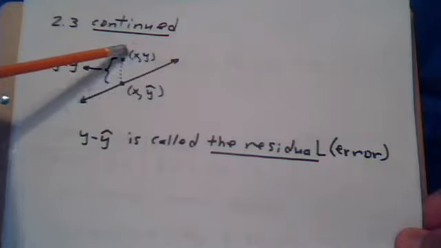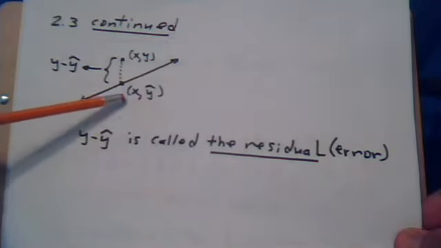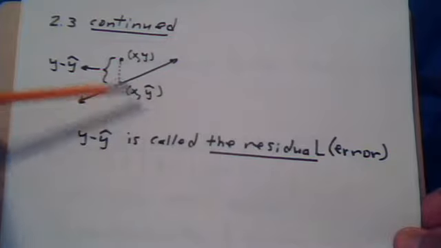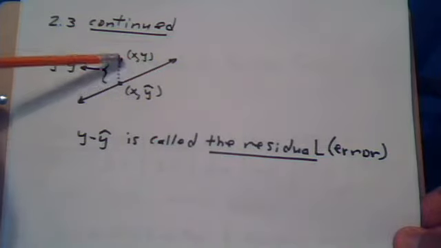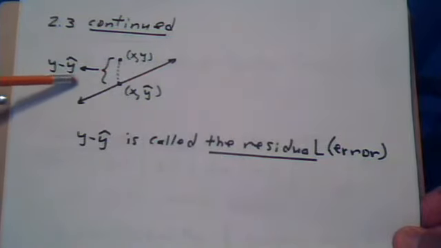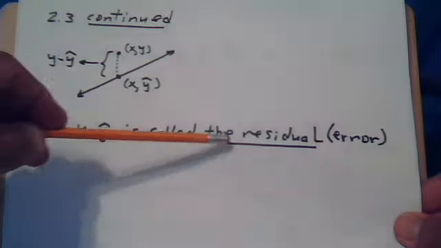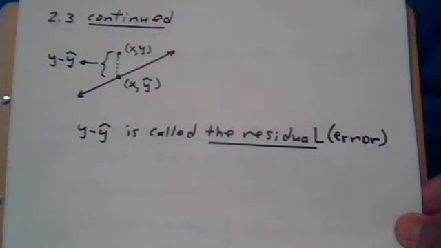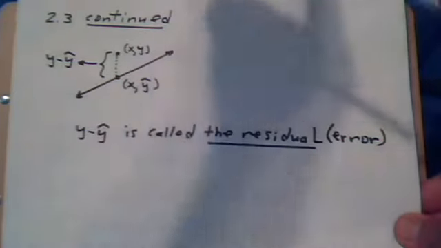So here's our data point. Here's the point on our line model. How far apart are these y's? Well, that would be that subtraction. This subtraction has a name. It's called the residual. It's the error because it's the distance away from the line that's trying to model the point.